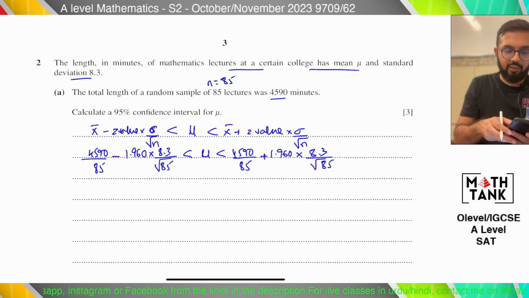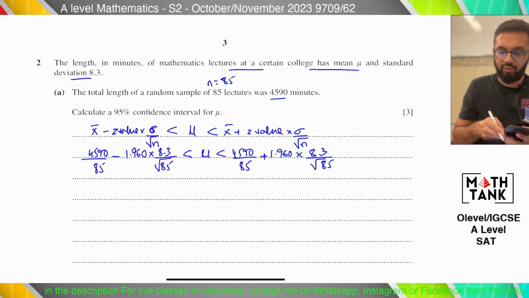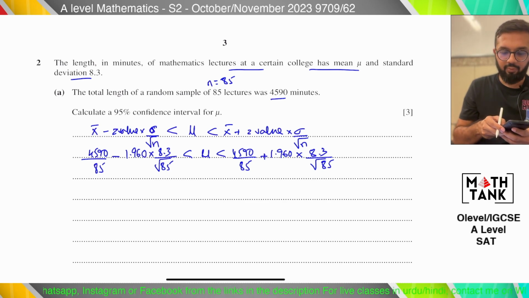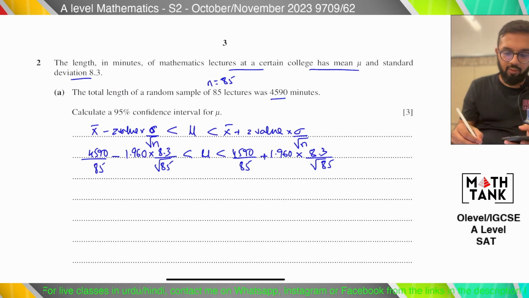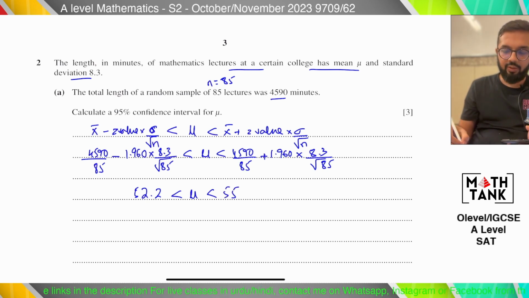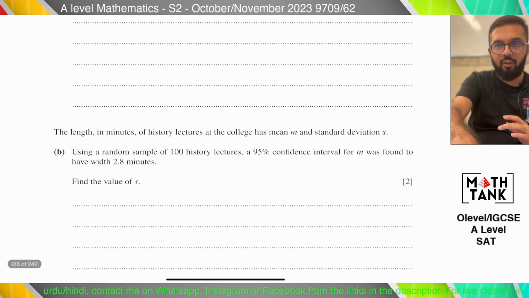Okay, let's see if we get the correct answers. I'm going to type this on the calculator directly. Just change the sign. That's 52.2, correct to three significant figures. And that one is 55.8, correct to three significant figures. Simple question so far. Let's look at the next one.